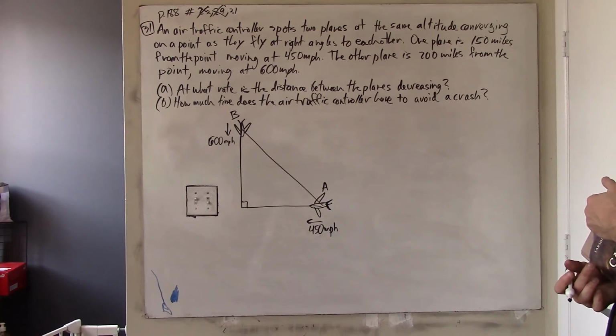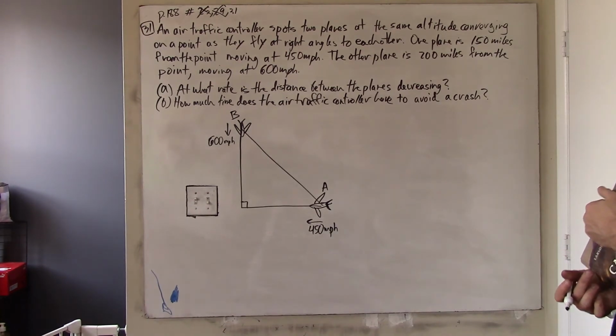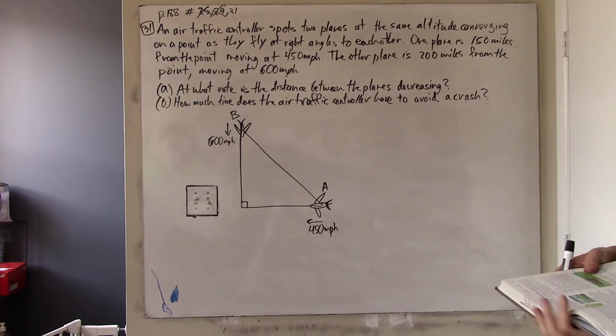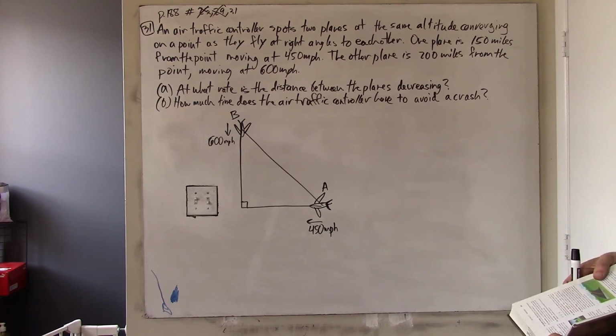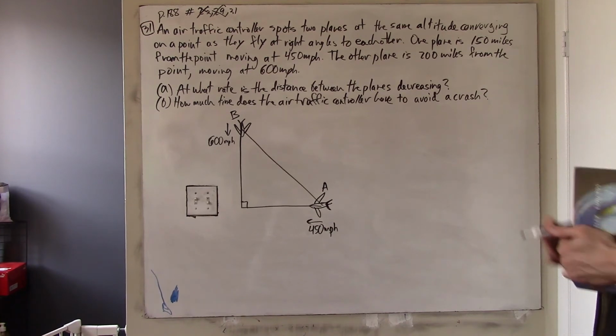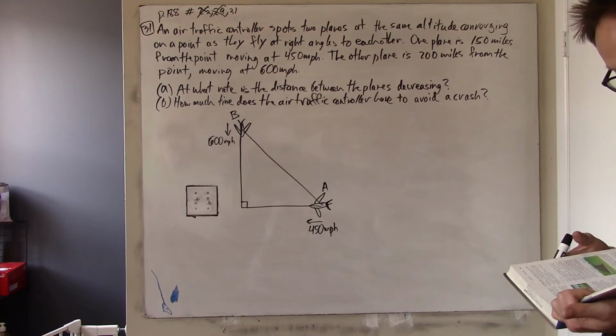So I think I understand this problem now, right? These planes are headed for a crash. So what we want to know is at what rate is the distance between the planes decreasing, and how much time do we have to avert disaster? Okay, so read and understand the problem, draw a picture, pick variables for the quantities which are changing.